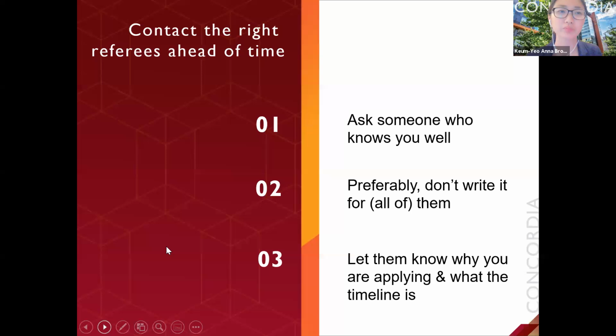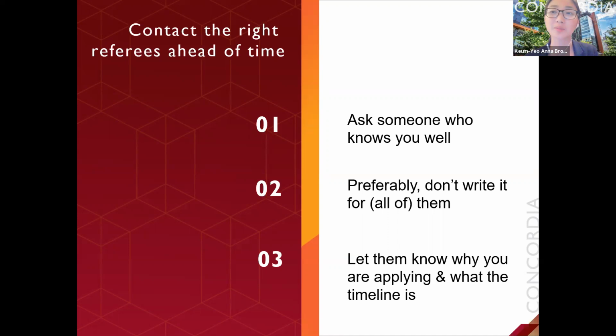Another part of the application that's very important is, of course, your letters of reference. So I tend to tell candidates, contact your referees ahead of time. Don't wait until the last minute, because very often if there's a delay in your application processing, it's because maybe your referees didn't know, or maybe they weren't prepared for it.